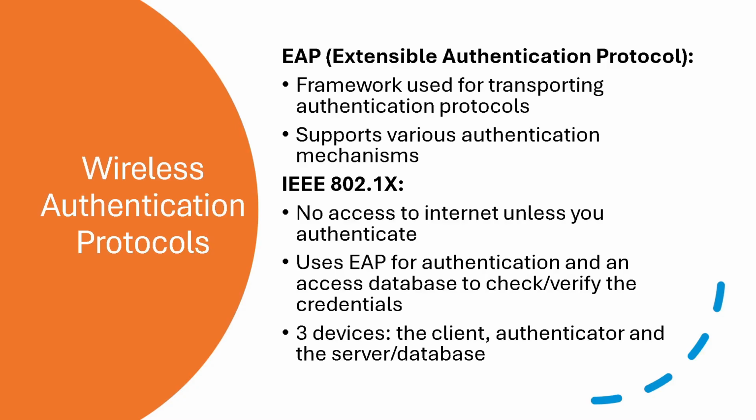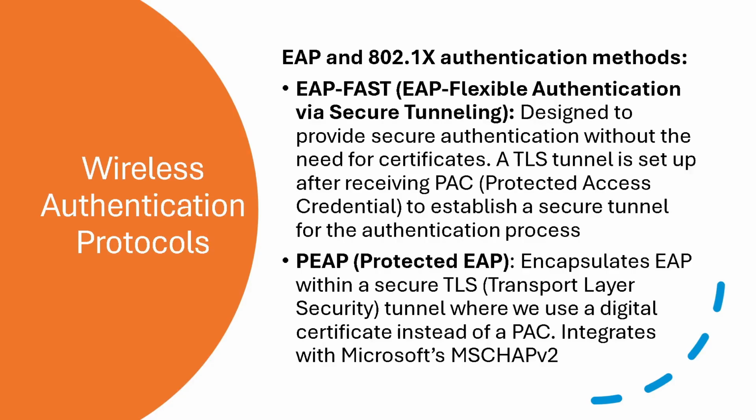IEEE 802.1X. This is a standard that does not allow access to the network unless authentication is done. It uses EAP for authentication and an access database to verify the credentials. It has three components: the supplicant, which is the device attempting to connect to the network; the authenticator, which is the network device that controls access to the network; and the authentication server, which validates the credentials of the supplicant, or the client.